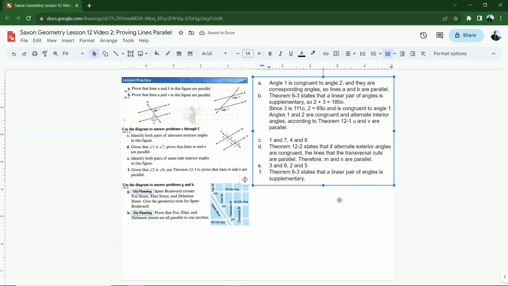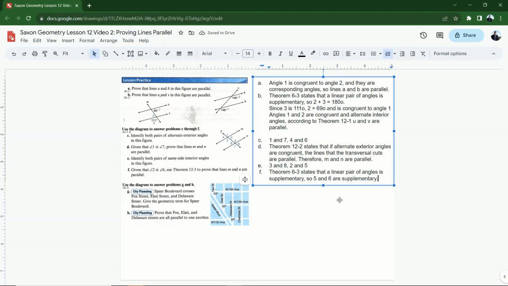So in that case, let's see, 2 is congruent to 6. What I need to do is prove that 5 is a linear pair. I know that 5 is, let's see, same side interior with 2. And I need to prove that 5 is supplementary to 2. All right, so let's see, theorem 6.3 states that a linear pair of angles is supplementary. So that means that angles 5 and 6 are supplementary.